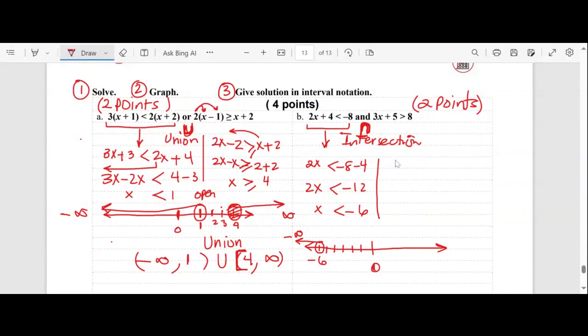Okay, second part. You have 3x and move the 5 to the other side, so you get negative 5. So you're going to get 3x greater than 3, so x greater than 1. So what is 1? 1 is here. So it's going to go to the positive infinity.